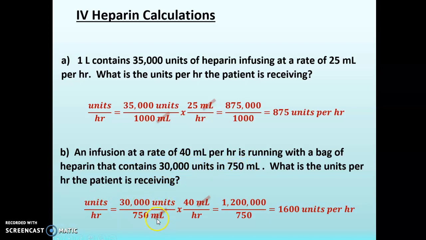Now that puts milliliters at the bottom, so I need milliliters at the top. They gave us the infusion rate was 40 milliliters per hour. So we'll stack that in there. Check those units. Milliliters cancel, units on top, hour on bottom. Good to go. So 30,000 times 40 is 1.2 million over 750. And that should leave us with an answer of 1,600 units per hour.